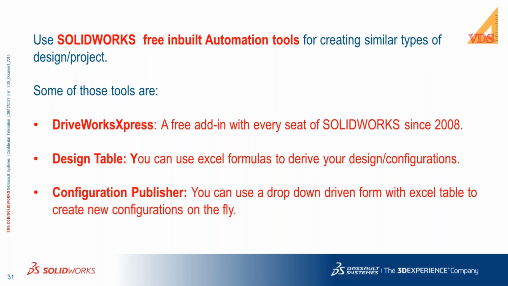The next one is the configuration publisher. You can use a drop-down driven form with an Excel table to create a new configuration on the fly, similar to toolbox components. When you drag and drop a toolbox component in an assembly, you get a user form where you select the size, the dimension, the length, and everything. For your normal components, you can create this configuration publisher, where you select your options and a new configuration is created in that component on the fly.